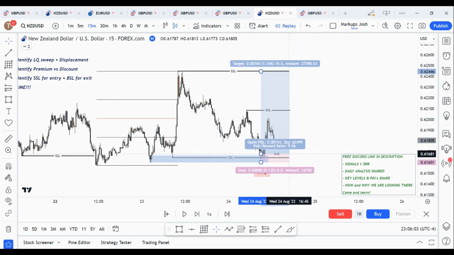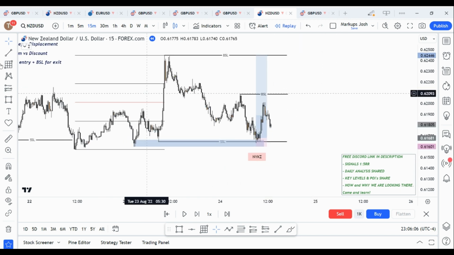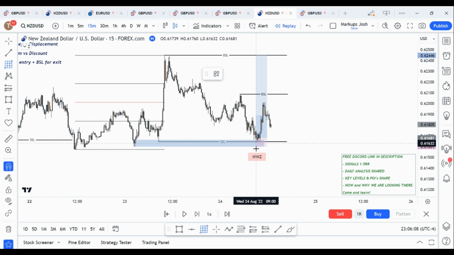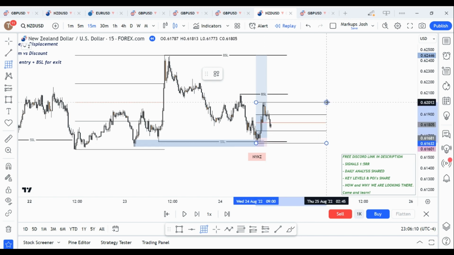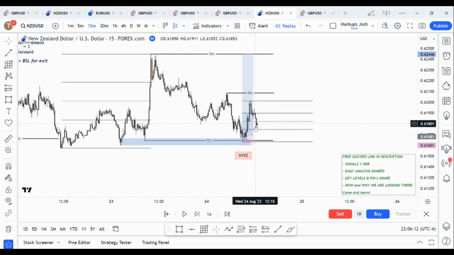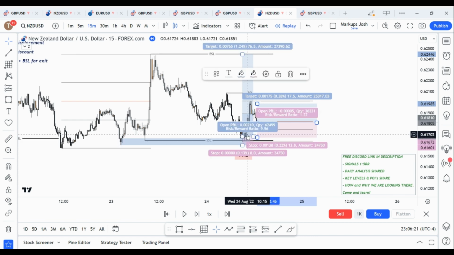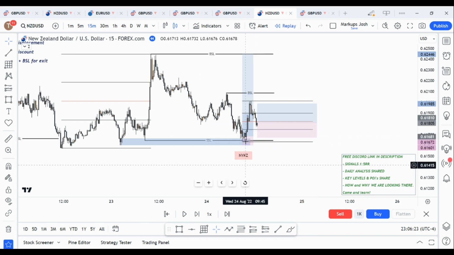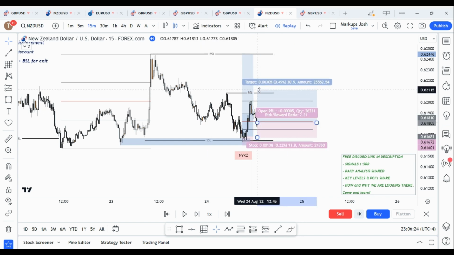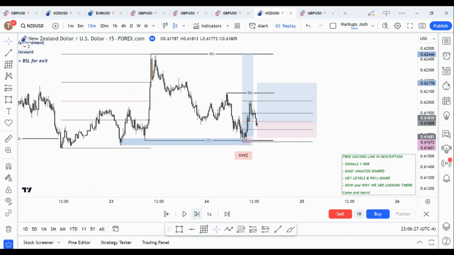So if wanted, we can also look for a potential scale in. So we can also draw our premium versus discount range in here. We trade into a discount into this breaker block here. So if you wanted to, you could take another entry with a slightly larger stop loss, covering this bullish order block here for another entry.